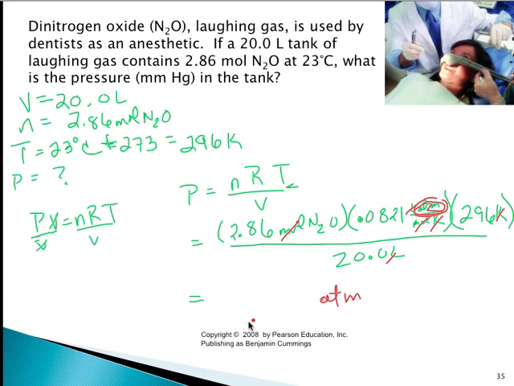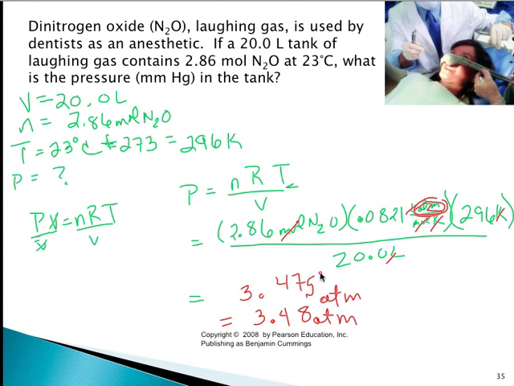That works out well. So on my calculator, I'm going to take 2.86 times 0.0821 times 296, and I'm going to divide that by 20. I get an answer of 3.475 atmospheres. Look back at sig figs: that's 3 and 3, so I should report my answer to 3 sig figs. 3.48 atmospheres is my pressure.